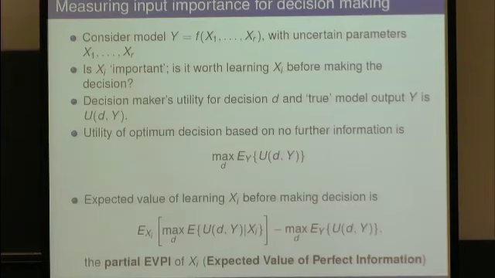So this is what Steve was talking about yesterday, the input uncertainty discussion. It's the expected value of perfect information. And in fact, rather than thinking about learning inputs, you can think about learning data to reduce uncertainty rather than eliminate uncertainty. It's the same idea.